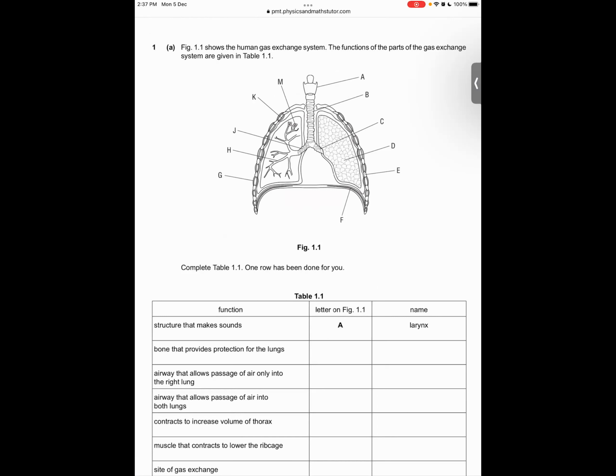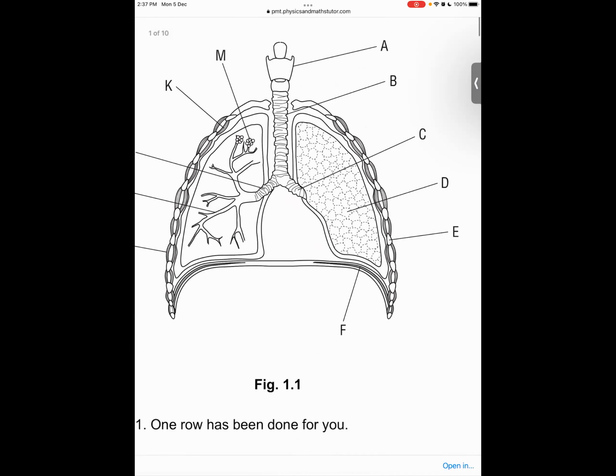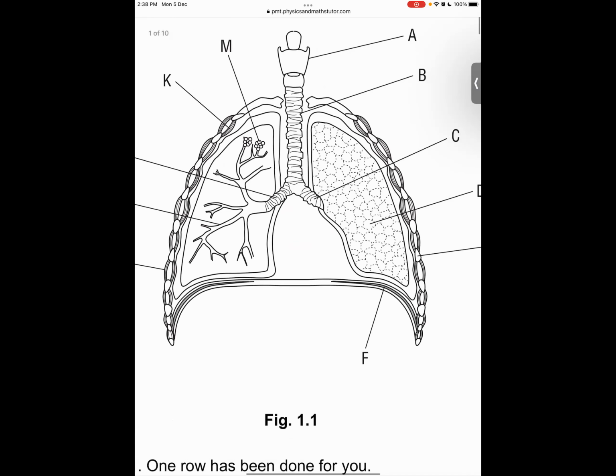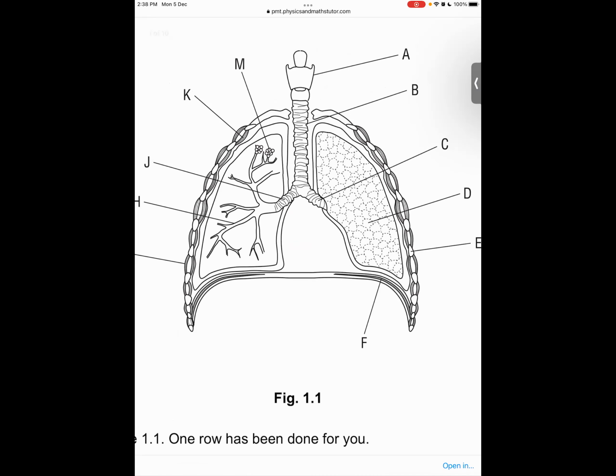Miss, B. Do you think that B is covering the lungs? Just have a look. It's not covering the lungs at all. Do you think B is a bony structure? No. Is it a bony structure? First of all, tell me the name of the part B.